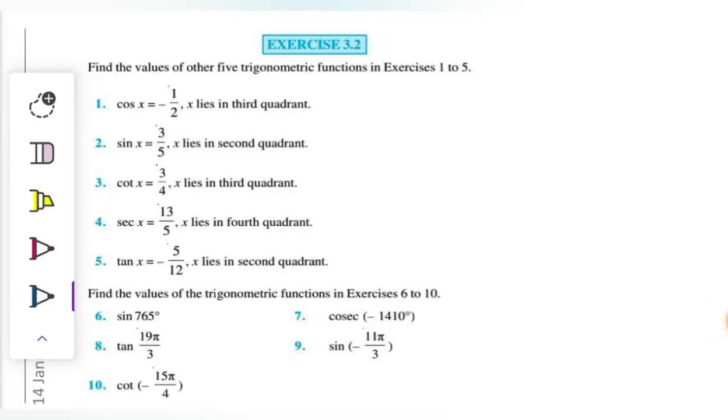Come on now, we will solve some examples on this concept. Here is the first example.